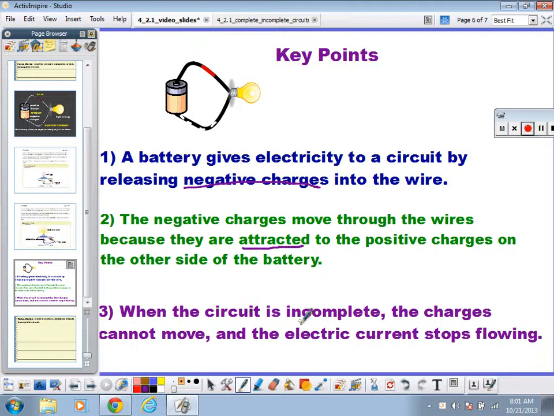And when the circuit is incomplete, the charges cannot move. They stop moving. So if this part were to come off and there was a gap, so let's pretend this part got cut off right here. So there's a gap. The light bulb turns off because there's a gap and the electric current stops flowing.